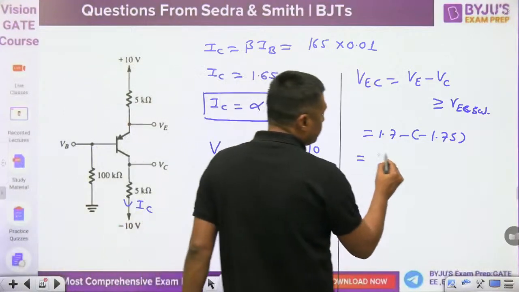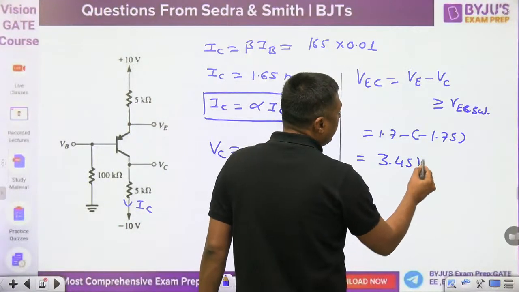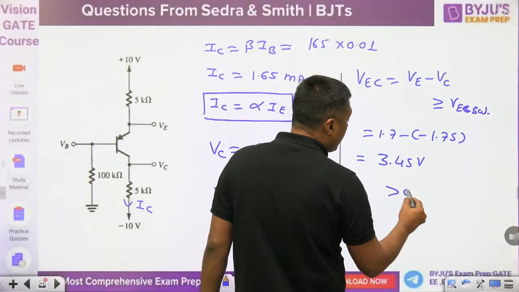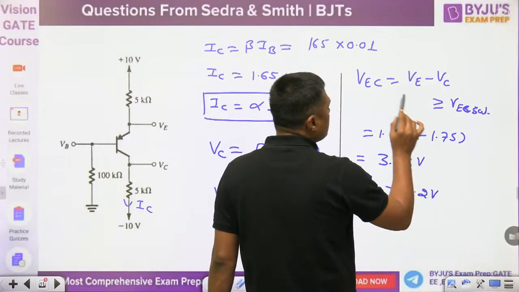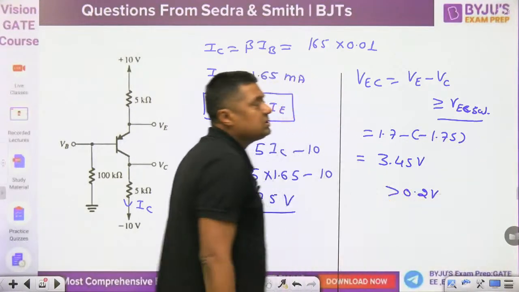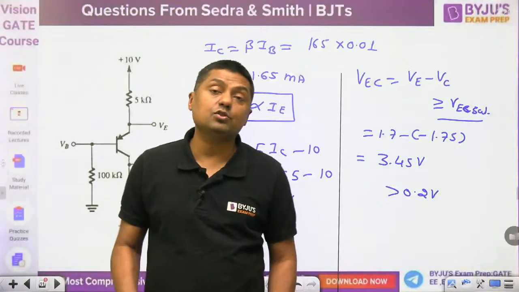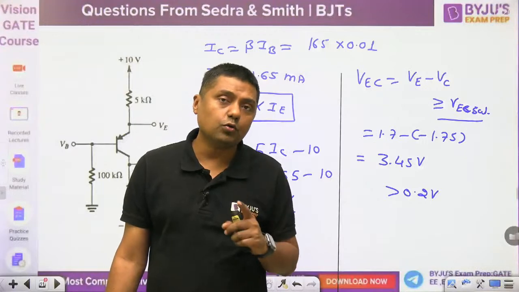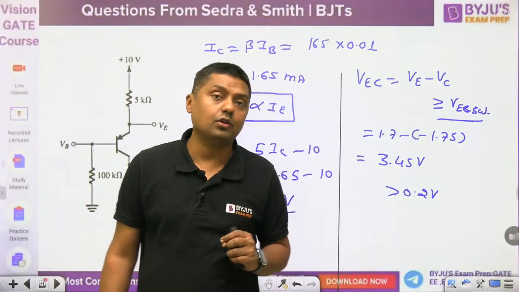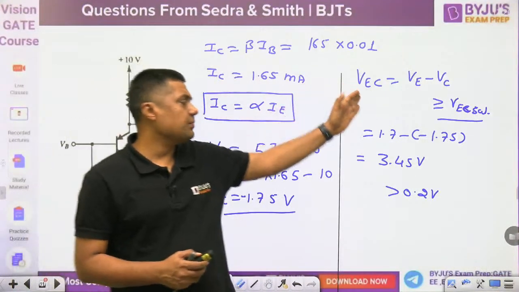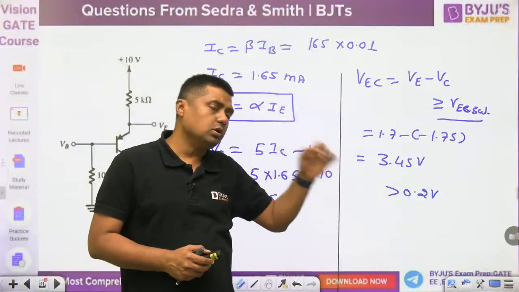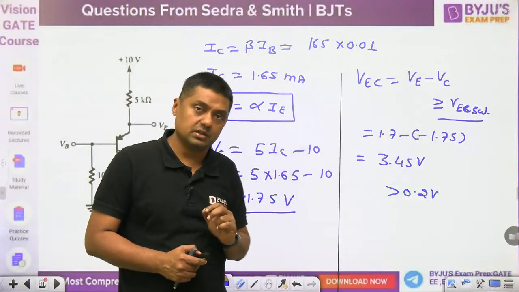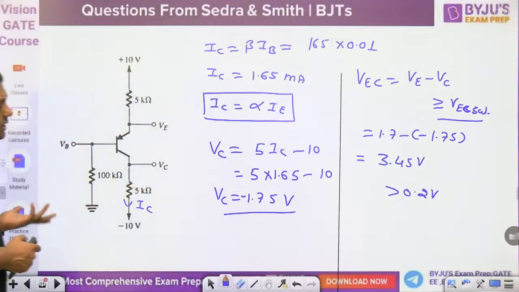3.45. And what is this 3.45 volt? It is greater than what? 0.2 volt. So in case of a PNP transistor, you have to check with VEC, not VCE. You have to change the subscript. Otherwise, if you check with VCE, it is a negative value. Just change the subscript, it is a positive value. So it is greater than 0.2 volt. That is, the BJT is in what? Active region. So that is the question on the PNP transistor.